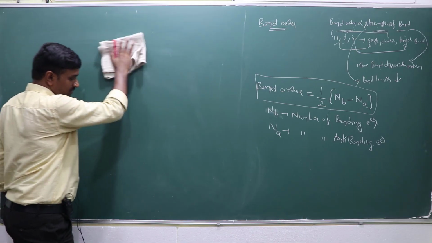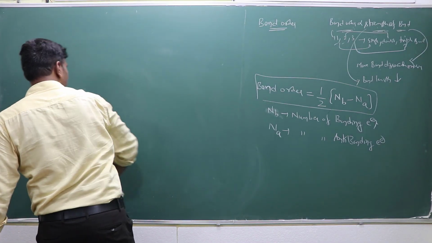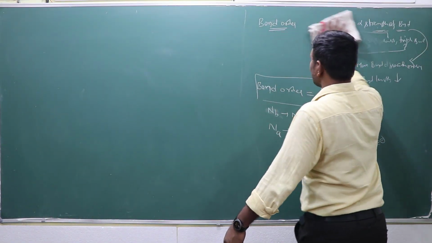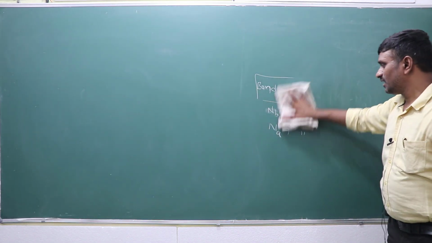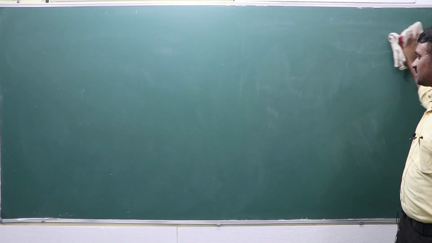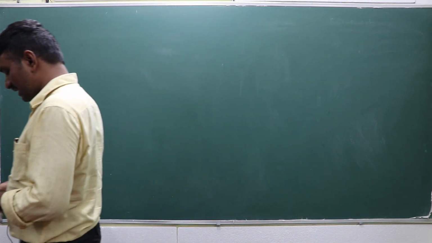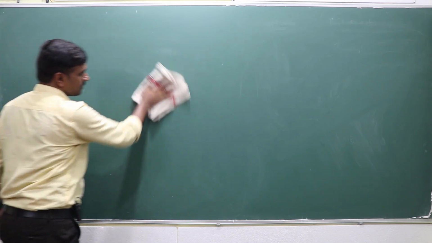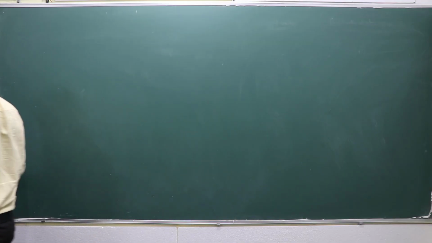The atomic orbitals will be different. Suppose CO is there: carbon and oxygen have different strengths, so the atomic orbital energy is not the same for carbon and oxygen. But in homonuclear diatomic molecules, such as H2, N2, O2, both are similar atoms, so they have the same energy. In the molecular orbital energy level diagram also, they have the same energy.